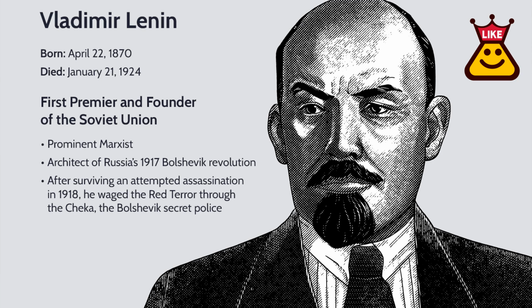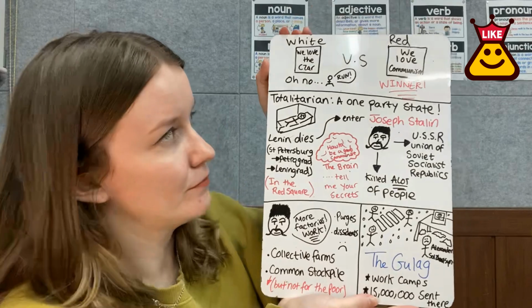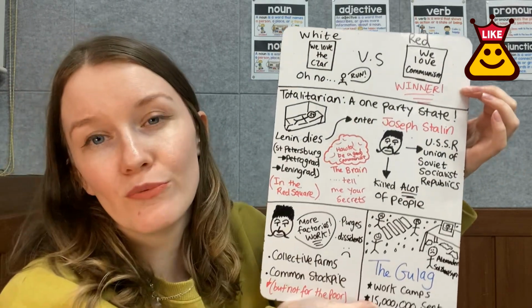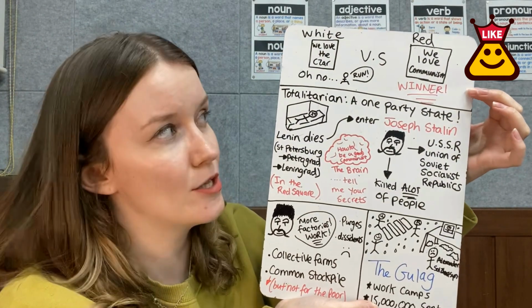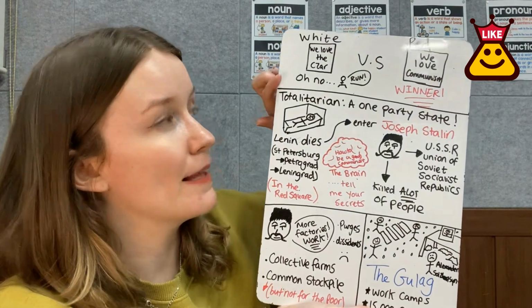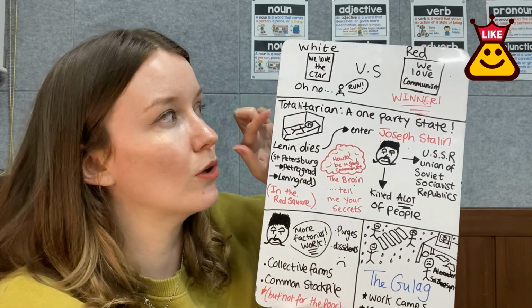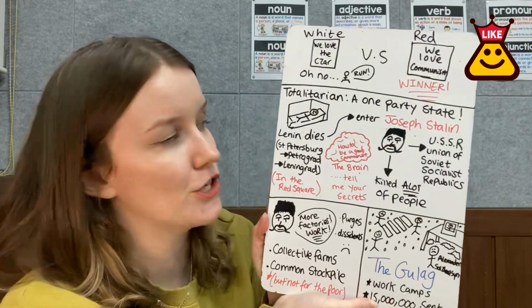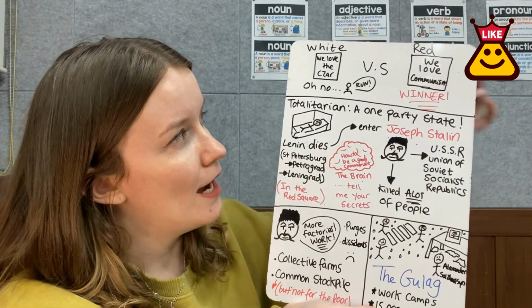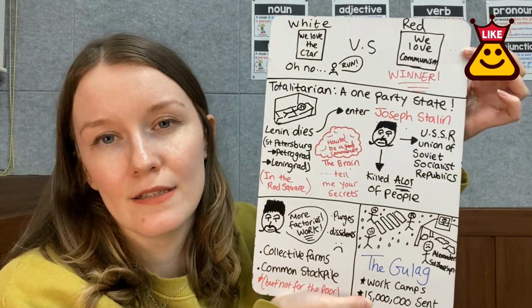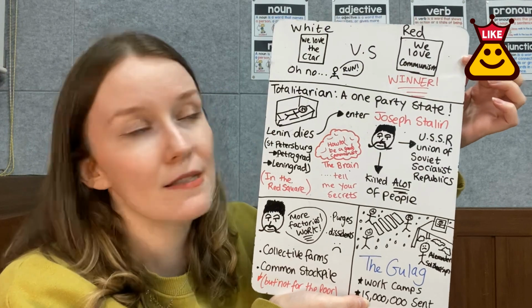Now, both of these sides ended up fighting with each other. And in the end, it was the Reds who ended up being the winners, the Red Army. This meant that a lot of the people on the white side were either jailed, executed, or a lot of them actually fled from Russia. Because of this, the Red Army was in control and Russia became communist.